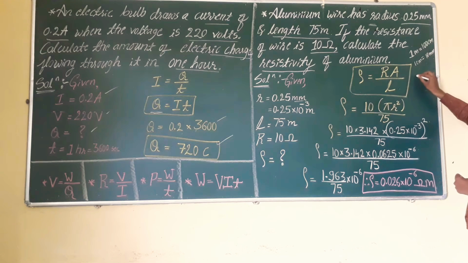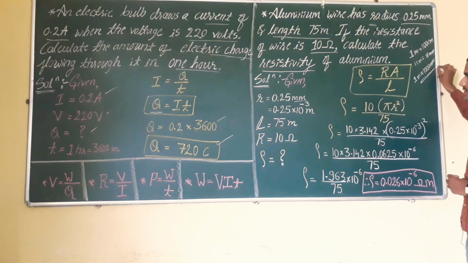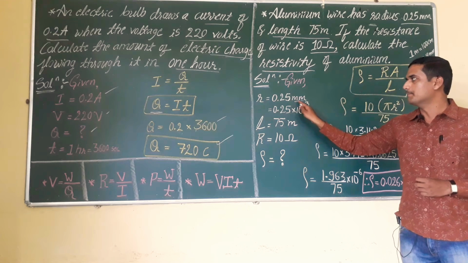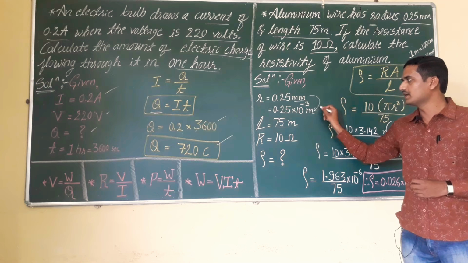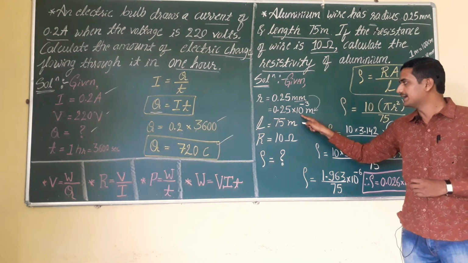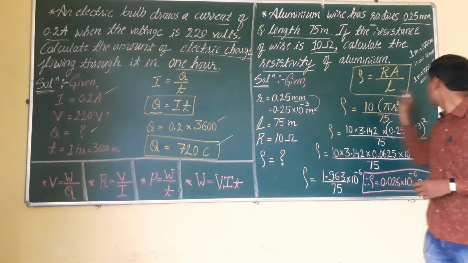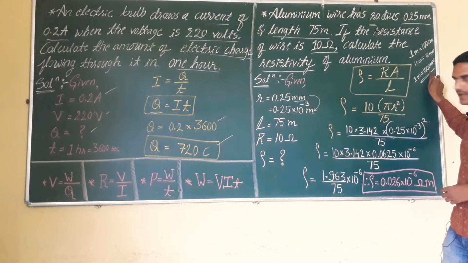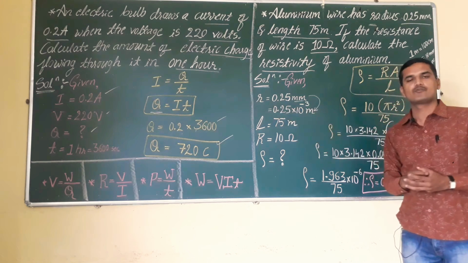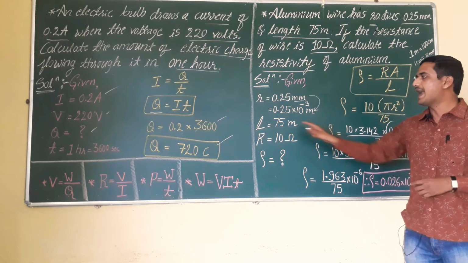Okay, so directly you can write it as 1 meter is equal to 1000 millimeter, right? That's why I am going to write it as conversion of millimeter to meter. You have to multiply it with 10 raised to minus 3 or divide the 0.25 by the term 1000. So the radius is 0.25 into 10 raised to minus 3 meter.